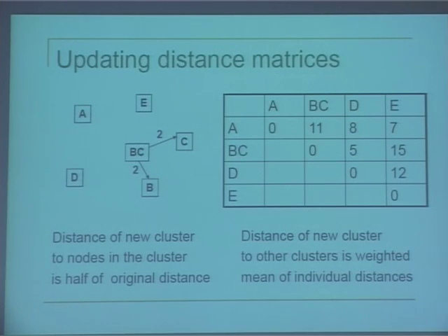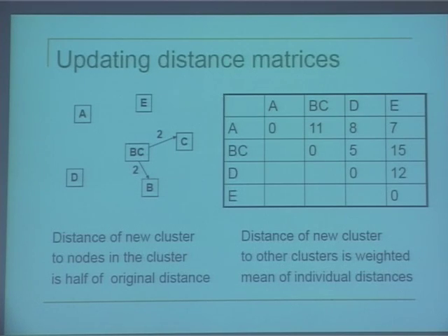The UPGMA algorithm just divides the distance between B and C equally among them. The distance between them was 4, so this 4 is divided into 2, and the branches get lengths 2 and 2. Okay? It preserves the length between B and C.